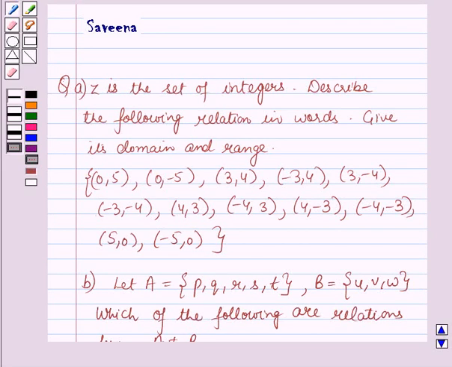Welcome to the session. In this session, we will discuss a question which says that A part, Z is the set of integers. Describe the following relation in words. Give its domain and range. And the relation is the set of ordered pairs (0, 5), (0, -5), (3, 4), (-3, 4), (3, -4), (-3, -4), (4, 3), (4, -3), (-4, 3), (-4, -3), (5, 0), (-5, 0).